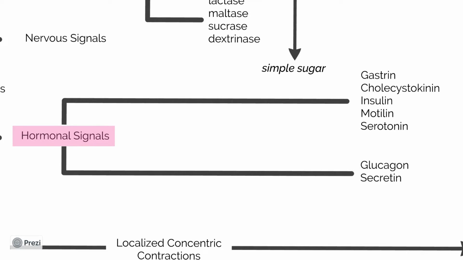Several hormones also affect intestinal peristalsis. These factors include gastrin, cholecystokinin, insulin, motilin, and serotonin, all of which enhance intestinal motility and are secreted during various phases of food processing. Conversely, secretin and glucagon inhibit small intestine motility.